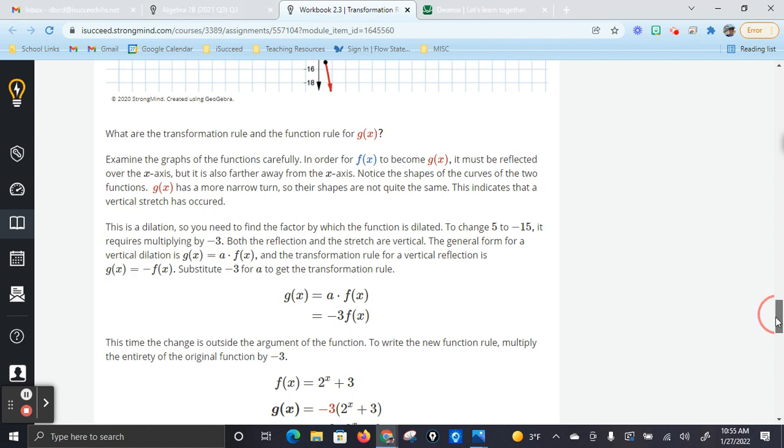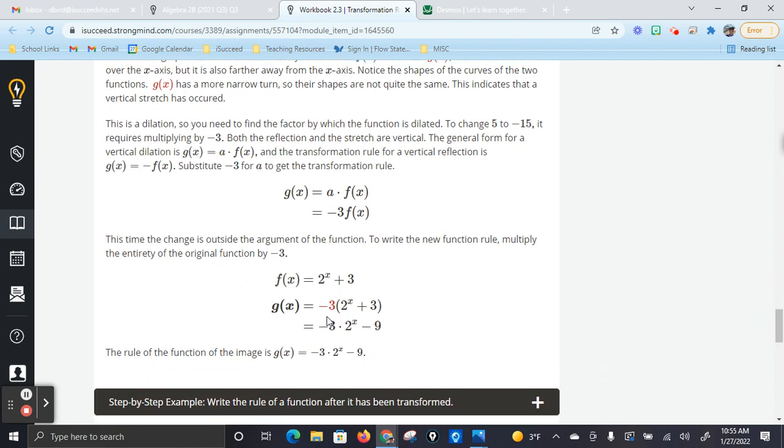So then applying that -3 to the original function, which is 2 to the power of x plus 3, we can see that we do get this new function with the a value and then with what eventually ends up being a k value.